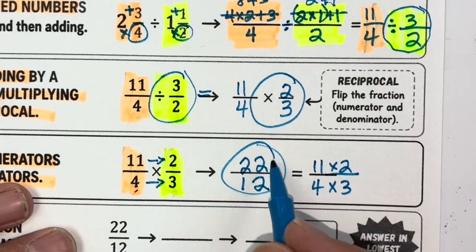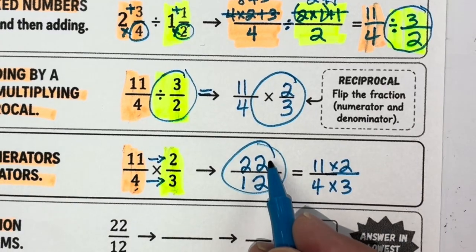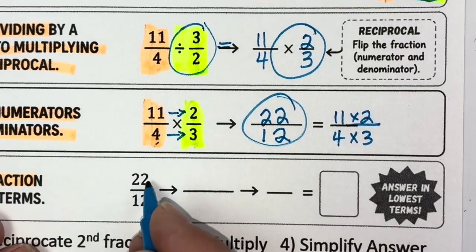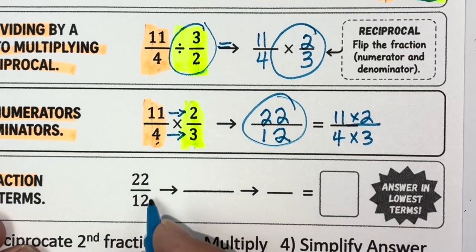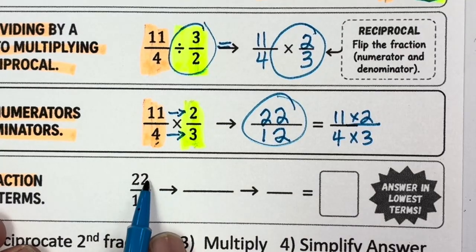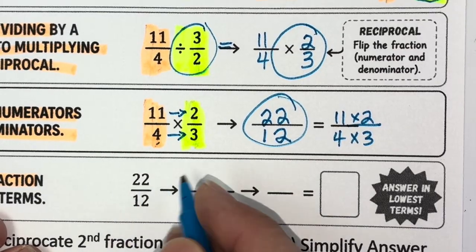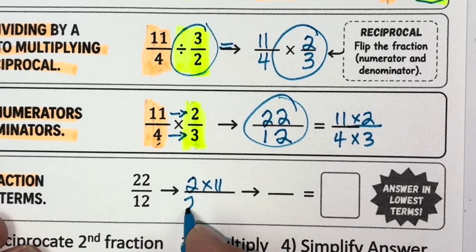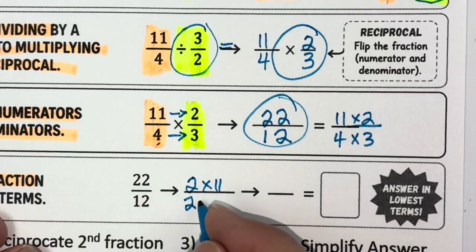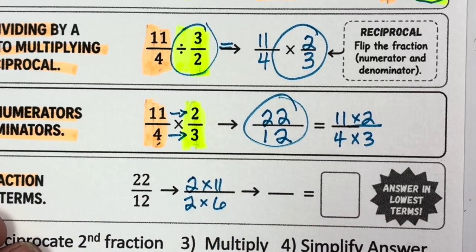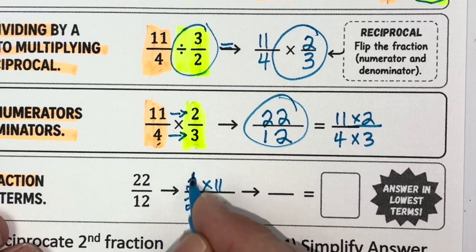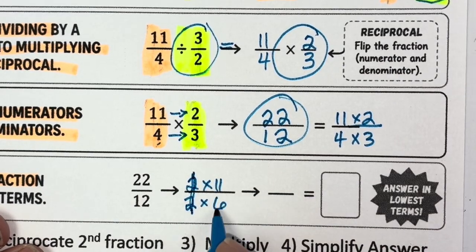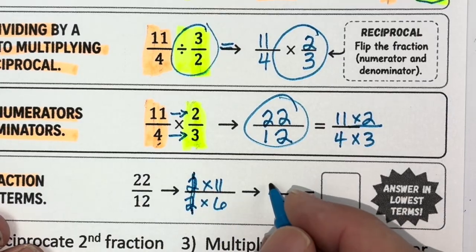All right, so now we move to step 4, where we're going to simplify or reduce this to lowest terms. So we look at common factors between the numerator and denominator. The factors of 22 are 2 times 11, and the factors of 12 include 2 times 6. So we take out the common factor. This is lowest terms. 11 and 6 don't have any common factors.